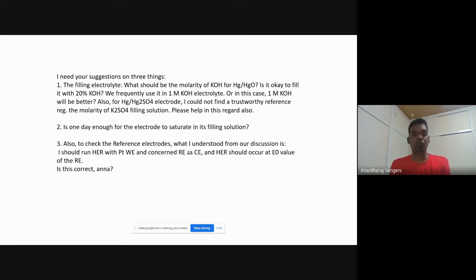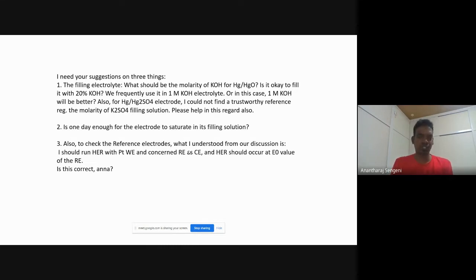As you know, when you fill 1 molar KOH in the reference electrode, it will give you a standard potential at around 100 millivolt. To be specific, it will be 98 millivolt. But when you change the concentration of the KOH, it can vary from 98 to 110, 115. So you should always be careful about calibrating the reference electrode before you begin the experiment.